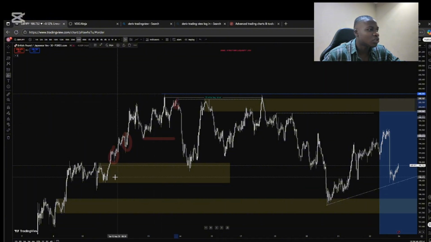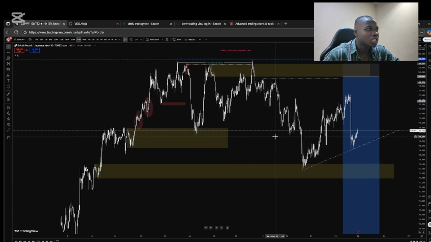Then price taps into this 4-hour order block and creates another liquidity. You know, when price is engineering liquidity around a certain zone, then price sweeps all those liquidity and taps into that 30-minute key level. Price never broke above the high, so we never had a new high created.